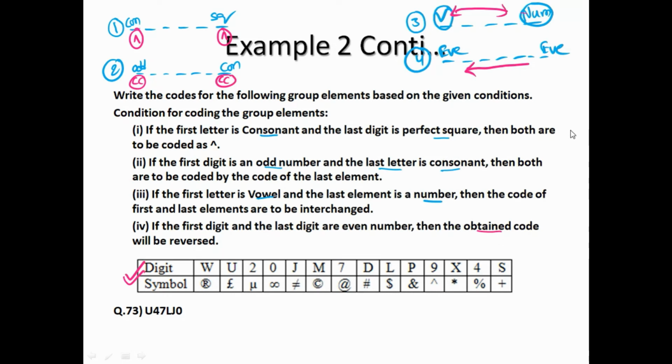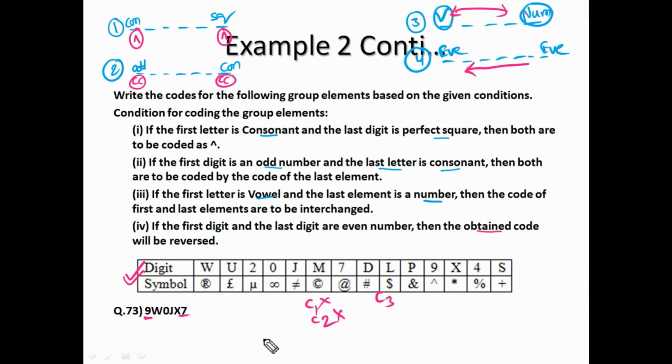Yeah, next question. Condition 1: first is a consonant? No, sir, it is not a letter. Fail. Condition 2: first is an odd? Yes, correct. And last is a consonant? No. Condition 2 also fails.